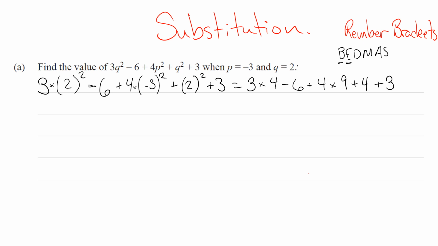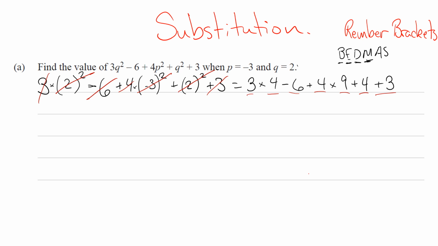We can go through and check our work. I've got my 3 here, which has been put in. I've got my 2 to the power of 2, which is put in. Negative 6, which is put in. Plus 4, nice. Negative 3 squared, excellent. Plus 4, brilliant. Plus 3, excellent. Now that I've done this, I'm going to go on to the next thing in my BEDMAS, which is division. Do I see any division? No, I don't see any division, so there's no reason to worry about it.